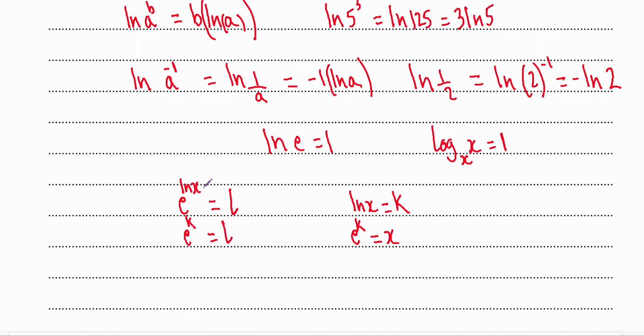Okay, this is just because we let ln x equal k, so instead of ln x over here we have k. So e to the power k is equal to L. And then from here we have e to the power k is equal to x. This is just using logs.